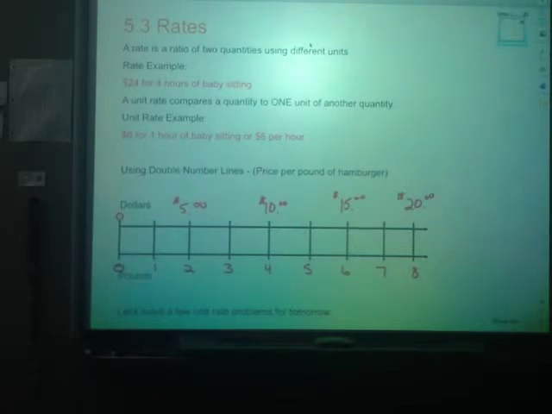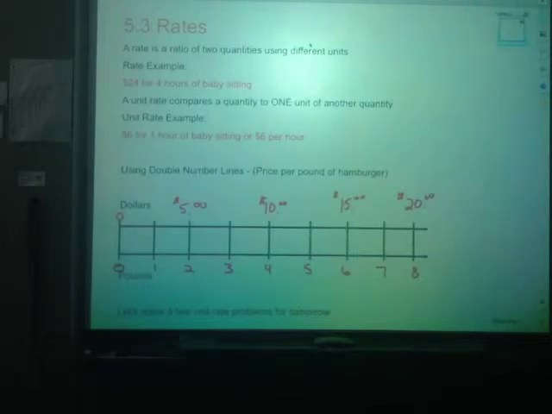So one that you can see very easy is for 2 pounds of hamburger, I spend $5. I could jump all the way to the end and say if I want to buy 8 pounds, say I'm having a big family dinner, and I want to buy 8 pounds, I would spend $20. So any of these numbers along the way would be considered a rate.